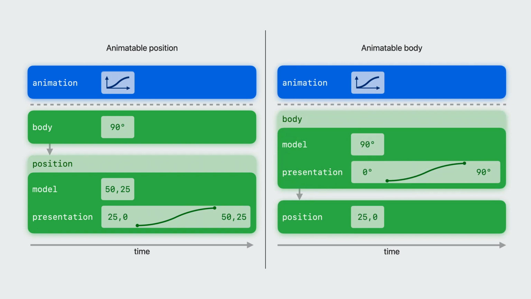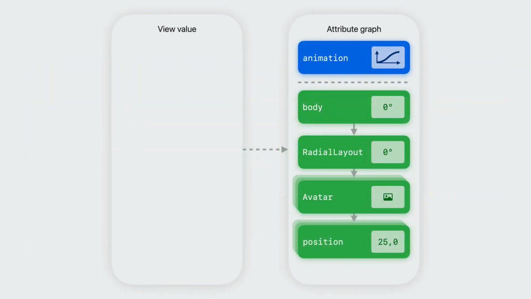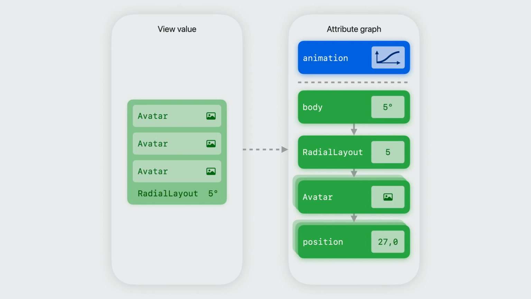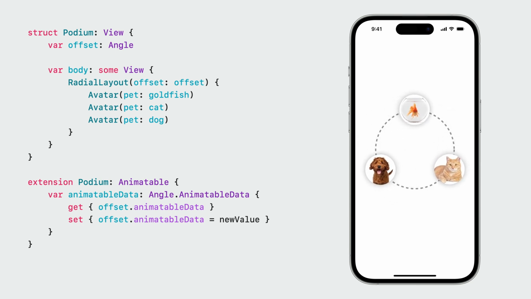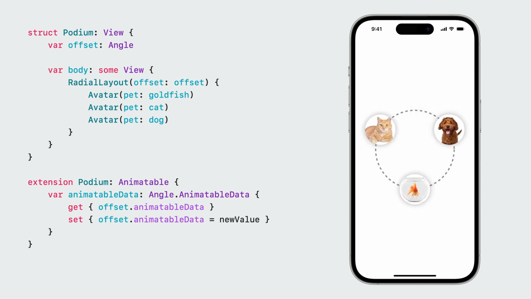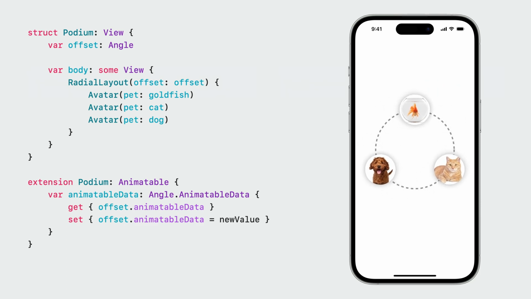In the custom version, when I conform podium to Animatable, what changes is that body becomes the active animatable attribute, with the offset angle as its animatable data. How does this result in each avatar moving along an arc? In this custom version, for every frame of the animation, body is going to be called by SwiftUI with a new offset angle, and the layout will be rerun. This is super powerful, and sometimes, like when you're animating custom layout or drawing code, it might be the only way to achieve the effect you're going for.